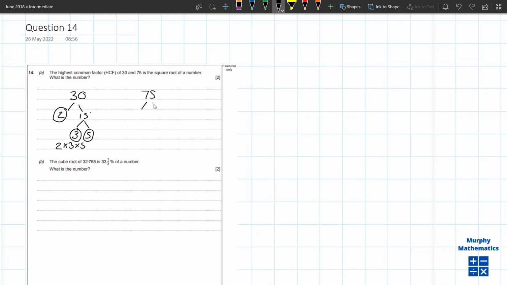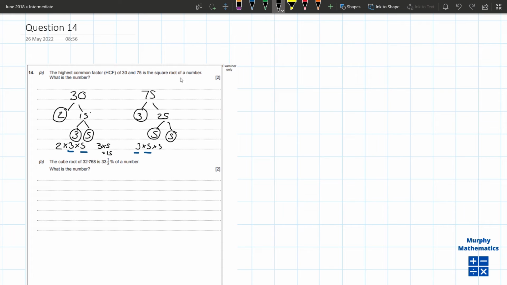75, I can do 3 and 25. 3 is prime, so I stop. 25, I can do 5 and 5. And they're both prime, so I've got 3 times 5 times 5. Okay, so now I can check what's in both. I've got a 3 in both, and I've got a 5 in both. So I can see that my highest common factor is 3 times 5, which is 15.